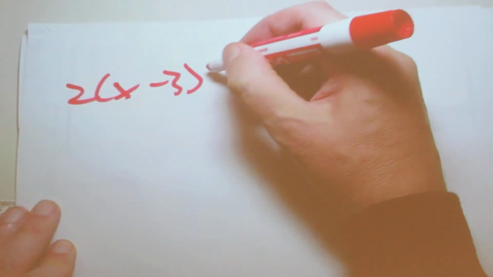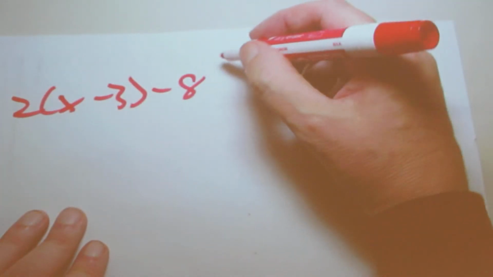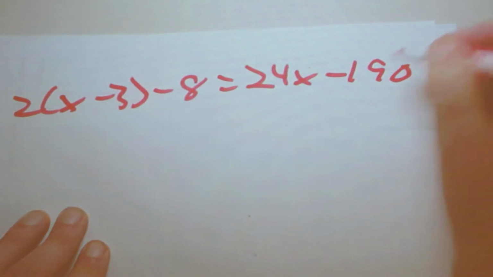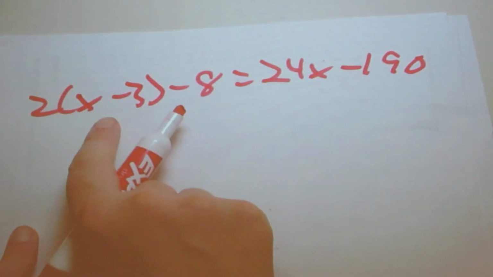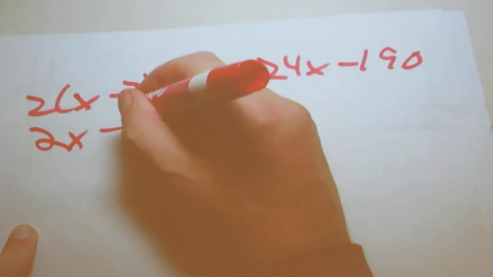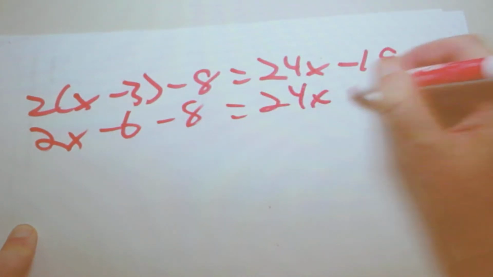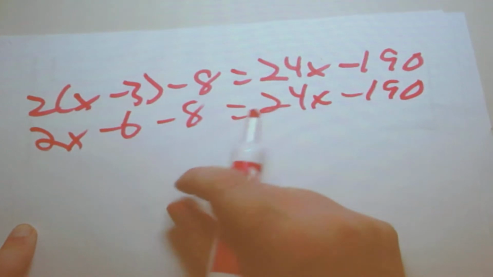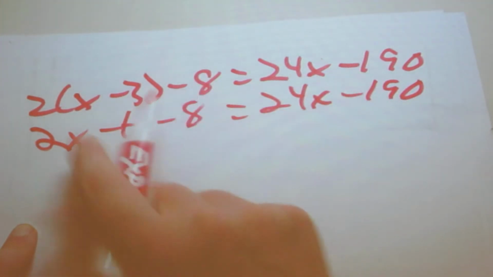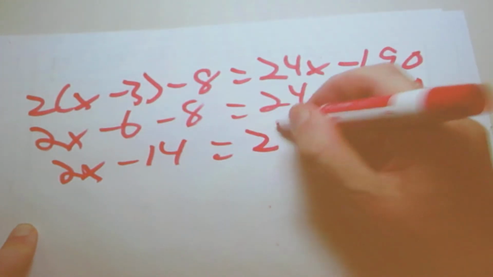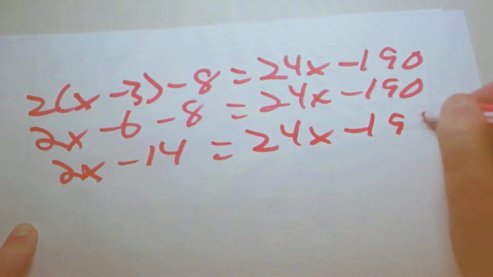Next, let's say we have 2 times x minus 3, then minus 8 equals 24x minus 190. First thing is distribute the 2. 2x minus 6 minus 8 equals 24x minus 190. You're going to combine like terms. 2x minus 14 equals 24x minus 190.